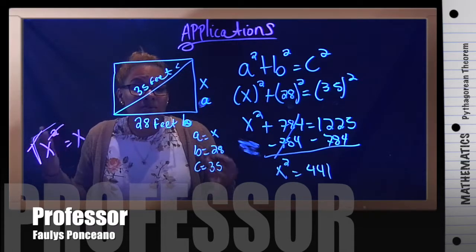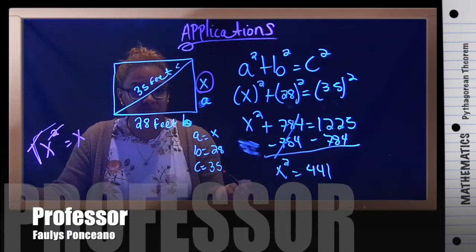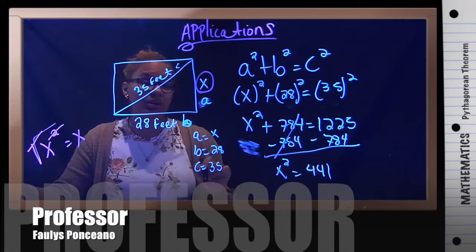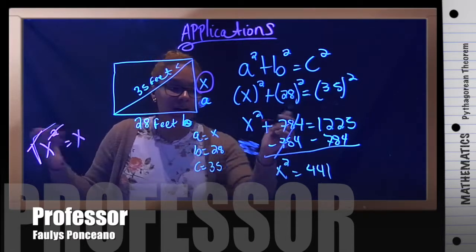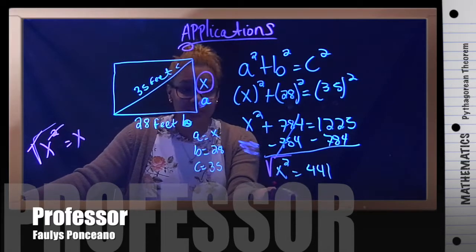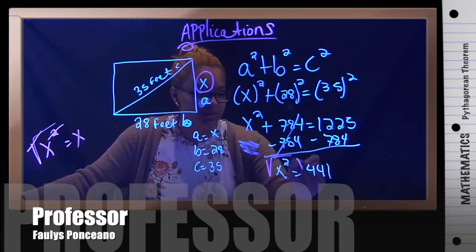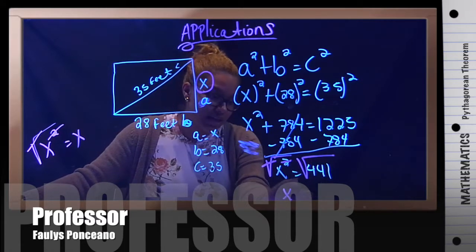So I am solving for x. I am not solving for x squared. I need my x by itself. So I need to get rid of this little square here. And in order to do that, I'm going to do square root. But whatever you do to one side, you must do to the other. Now this and this cancel, leaving you with x equals.